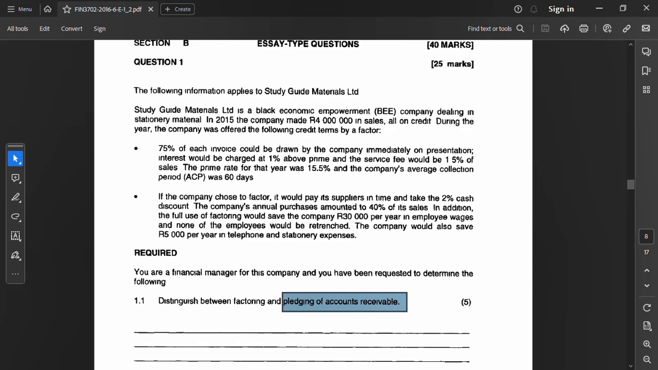So factoring is not actually using it as collateral, correct? Correct. Factoring is selling the debtors book. The pledging of accounts receivable would be using it as collateral.